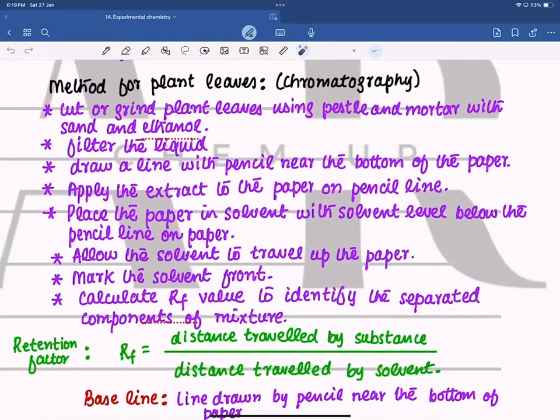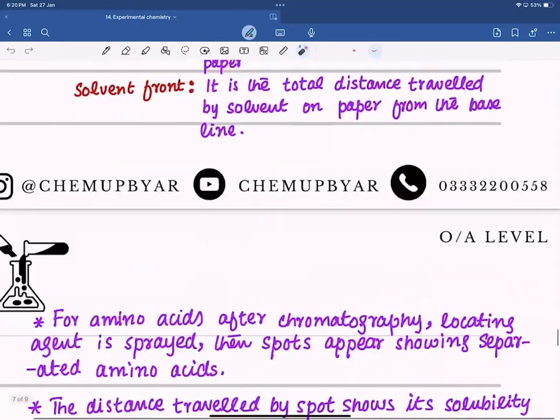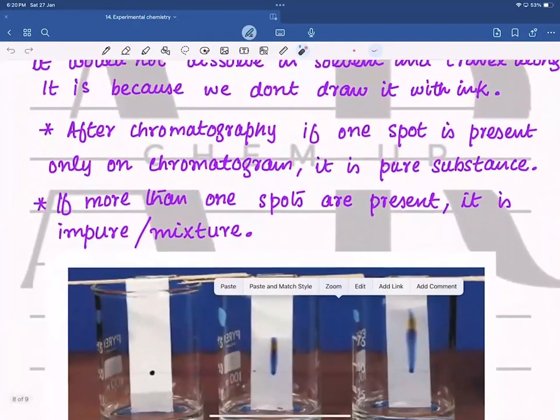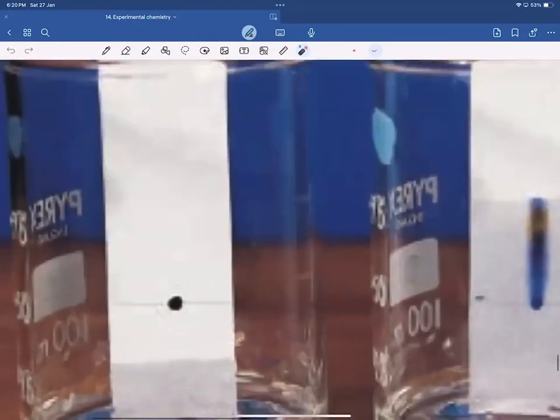Till here, is this clear? Okay. Then we use a paper, normally called chromatography paper. On this chromatography paper, we draw a line with a pencil. That is very important: whenever we draw the line, we draw it with a pencil. Look over here. See, that is the paper. A pencil line is drawn, and after that, we apply a drop of the extract or solution on this pencil line.